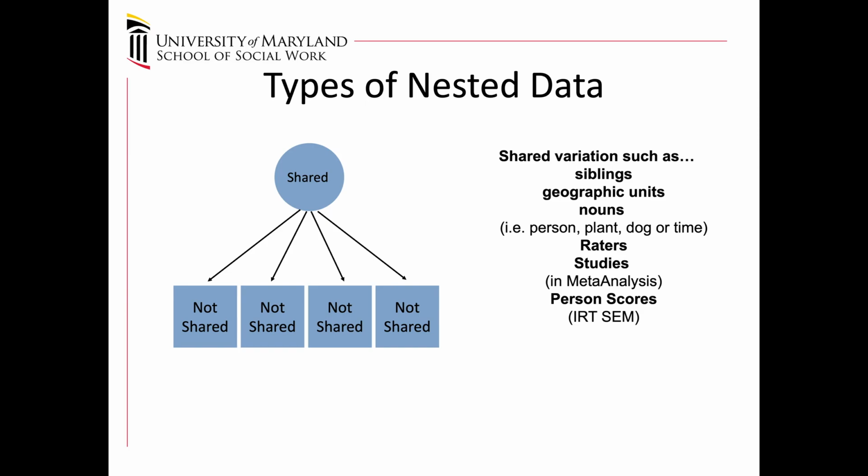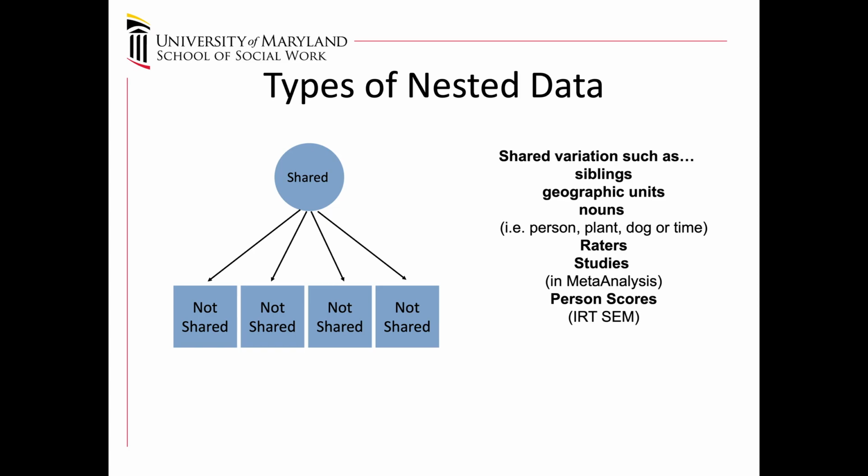has some problems. I use nested models with IRT or SEM. These are measurement tools. That's what you do. You're just nesting items in a person score. So items are nested in persons. So we use nesting data in a lot of ways. These are very, very useful tools to think about. It extends beyond just looking at families or geographic units or people over time.